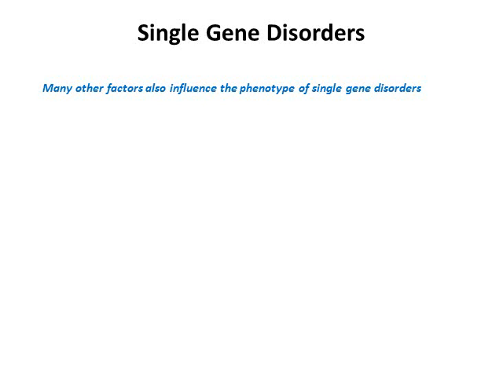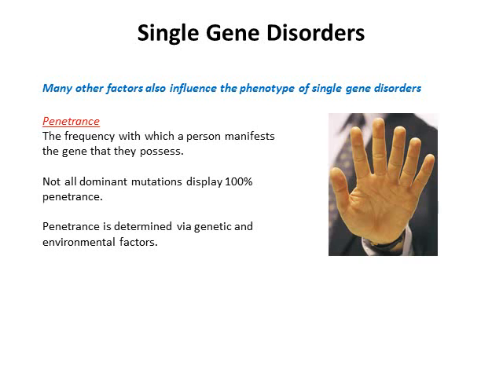So in addition to the phenomenon of genetic heterogeneity, there are lots of other examples which it's important you're aware of that can affect the phenotype, the disease outcome, in addition to the actual mutation itself. So an interesting one is the phenomenon of penetrance. The definition of penetrance is the frequency with which a person manifests the gene mutation that they possess. So this refers to the fact that not all mutations are actually 100% penetrant.